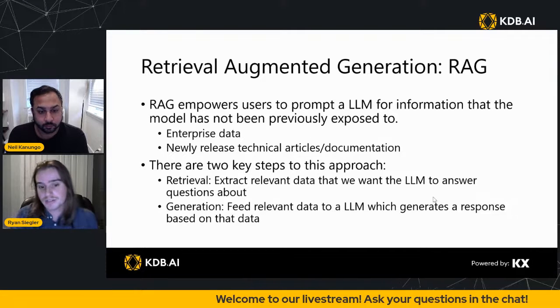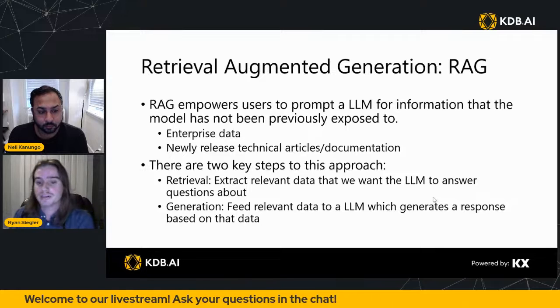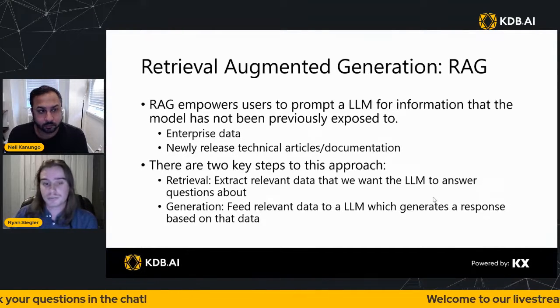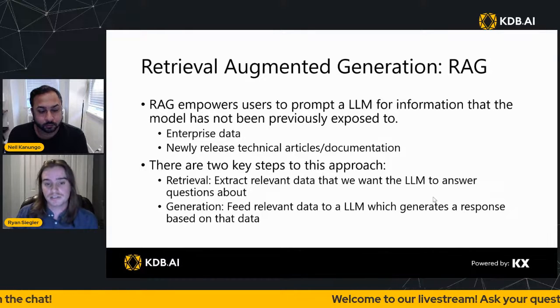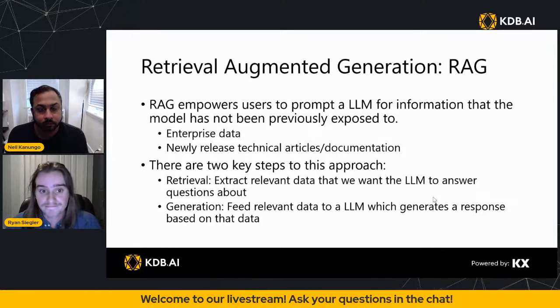So that's where we take that relevant data that we found, that we've retrieved, and we present that to a large language model. And then the large language model is able to generate a response based on that data. So this is how we can answer questions about data that it hasn't been trained on.